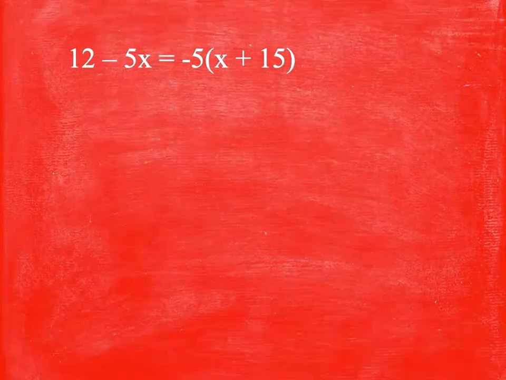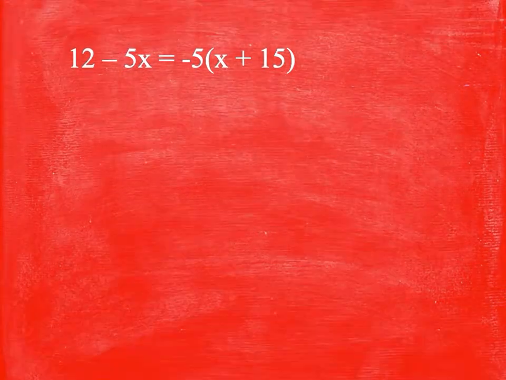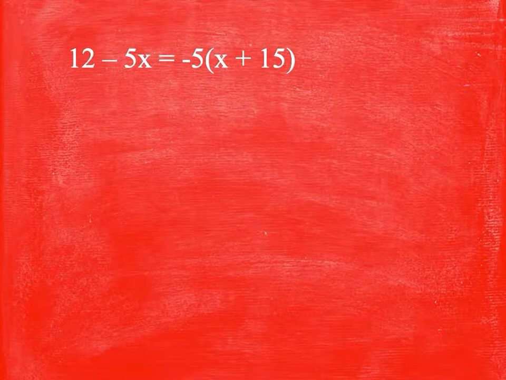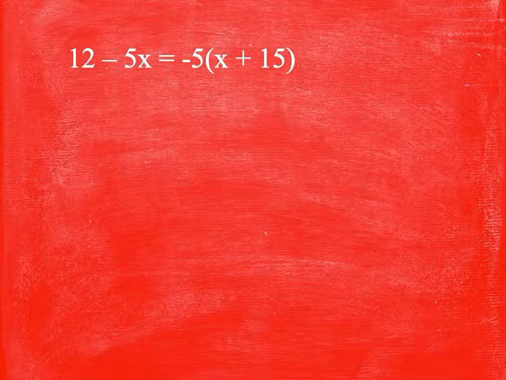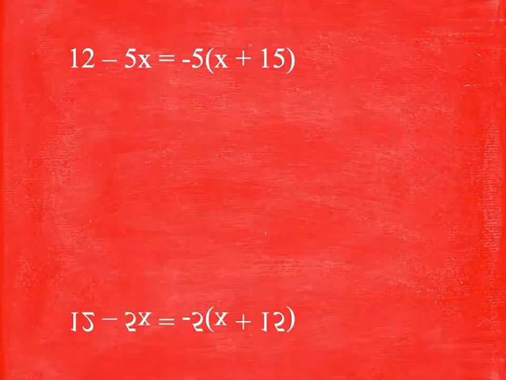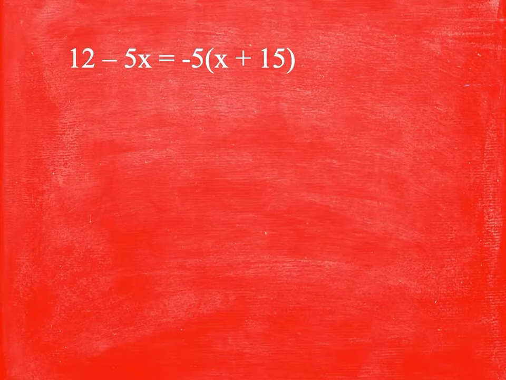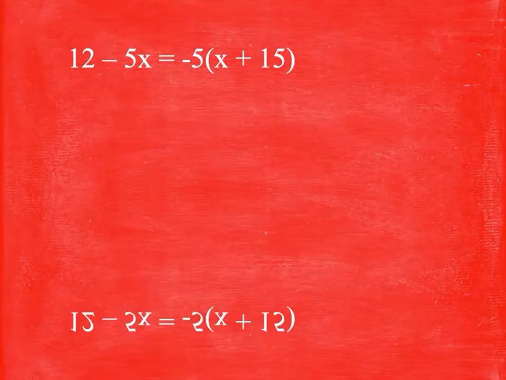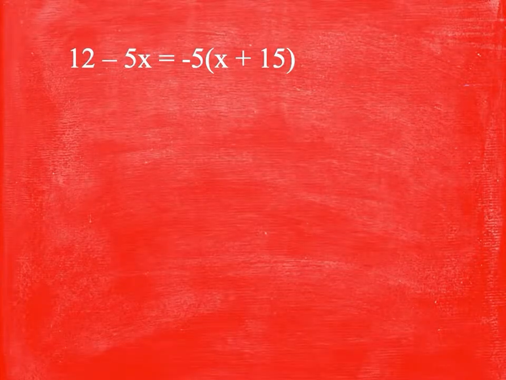So this makes 12 equal to negative 75. Well, we know 12 does not equal negative 75. So actually our answer for this is that there is no answer. We usually write that down as no solution. So if you ever get something like this, it just doesn't make sense. Your answer, or the equation, might just have no solution.